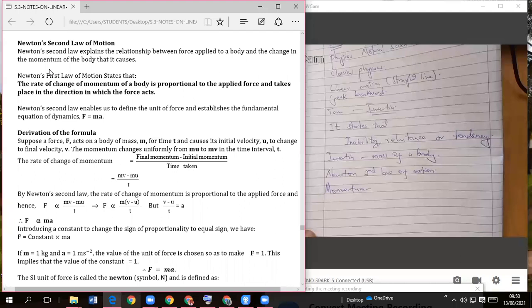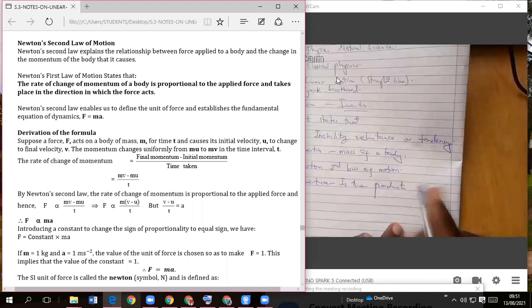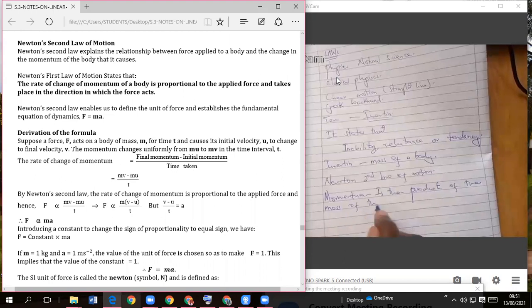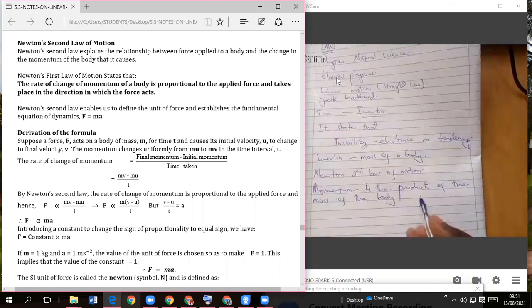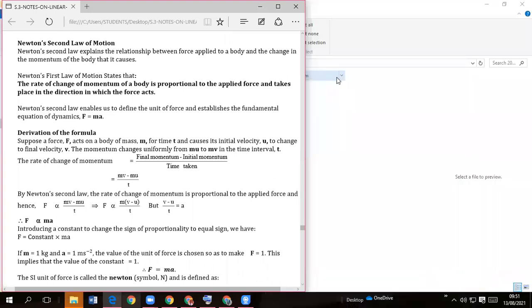What is momentum, members? Who can define momentum for us? Momentum is the product of mass and velocity. Product of the mass of a body and its velocity, moving in a straight line.